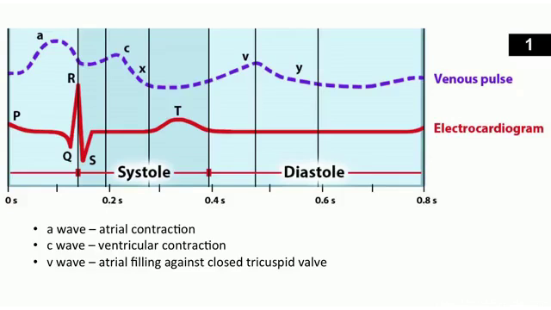It's time for the 3-question warm-up for Immunology 6. Let's get going. What gives rise to the jugular venous A, C, and V waves? So remember, the A wave is atrial contraction, the C wave is ventricular contraction, and the V wave is atrial filling against the closed tricuspid valve.